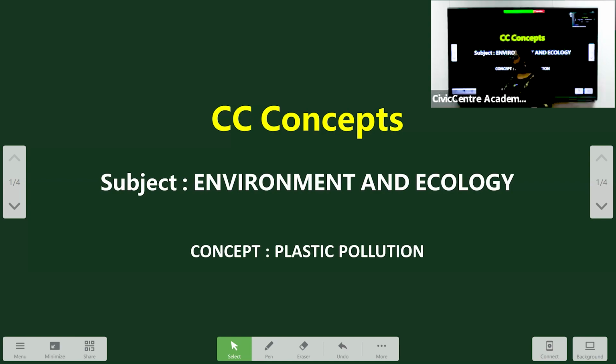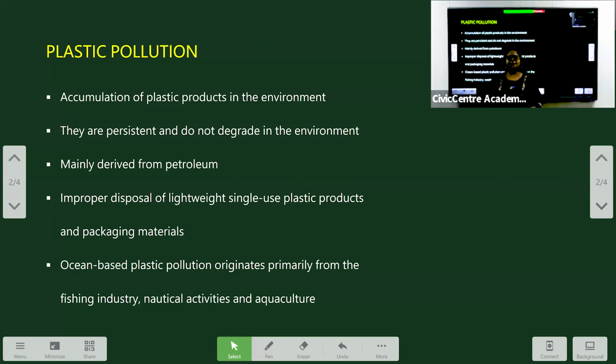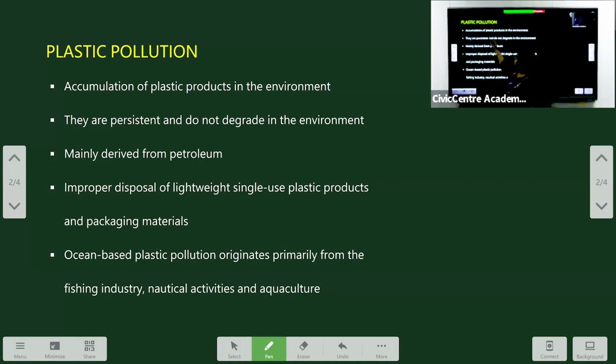We are very familiar with the word plastic pollution and we read it in our everyday newspapers. So what is plastic pollution? Plastic pollution is the accumulation of plastics in the environment. Now these plastics are persistent and not easily degradable in the environment, so they become major pollutants and enter into the ecosystems in which all the life forms are affected.